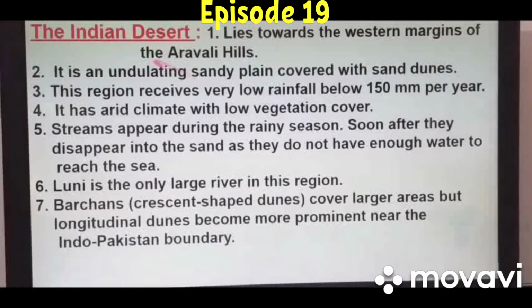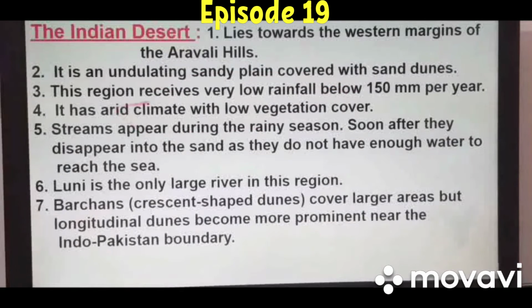Undulating sandy plain. Sandy because this is a desert. So, a sandy plain covered with sand dunes. Number of dunes are actually big heaps of sand. So these heaps of sand are known as dunes.